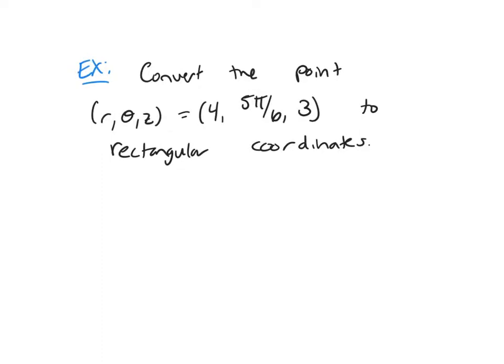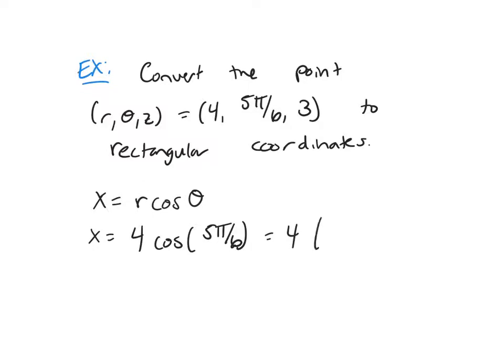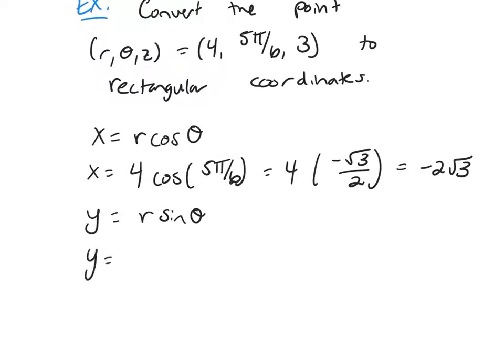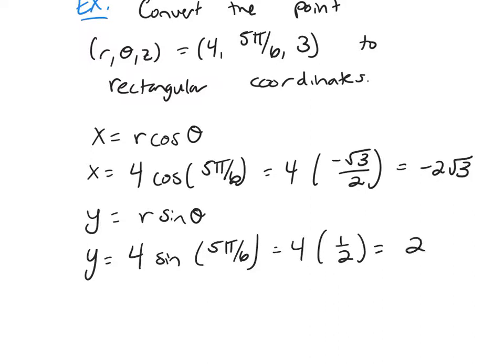So go back to my conversion equation. X is r cosine theta. So x would be, r is 4, cosine 5 pi over 6, 4 times negative square root of 3 over 2, or negative 2 square roots of 3. That's my x coordinate. To get my y coordinate, it's r sine theta. So y will be 4 sine of 5 pi over 6, which is 1/2. So you're getting 2 for the y coordinate.